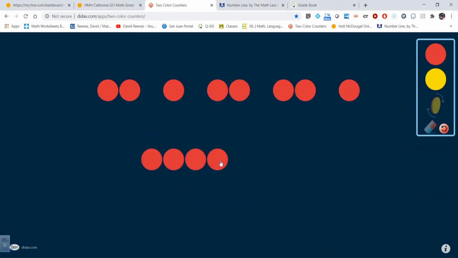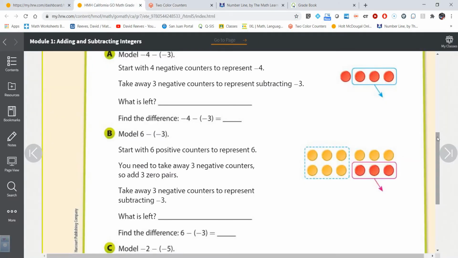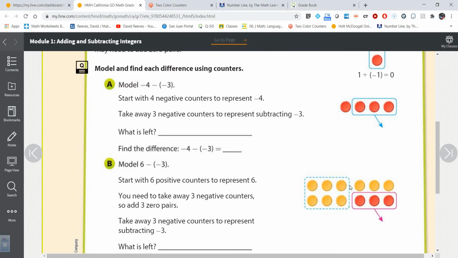So again, with counters, if you want to subtract, that's just take away. If you have enough, you just take them away. But if you're trying to take away something that's not there, then you simply bring in those 0 pairs, because all you're doing is adding 0. And then you can take away, and you'll have your answer left. So that's how you subtract with counters. Either take away what's there, or add in those zeros that you need and then take away.